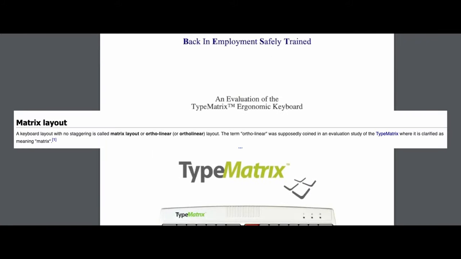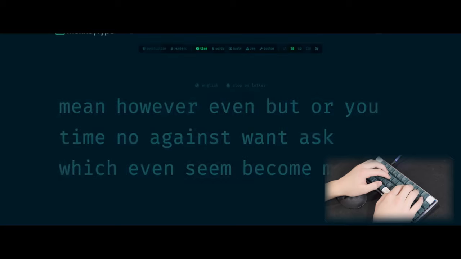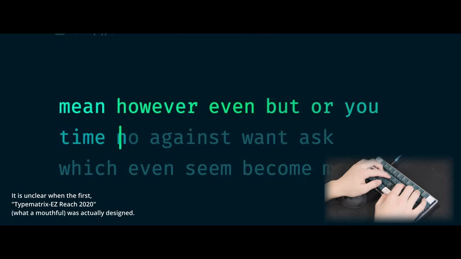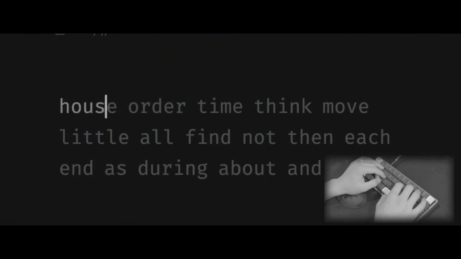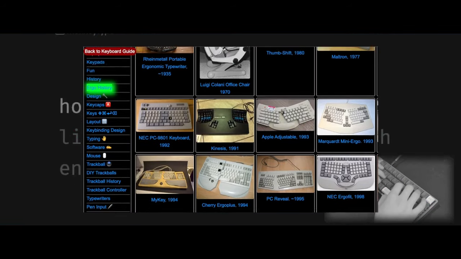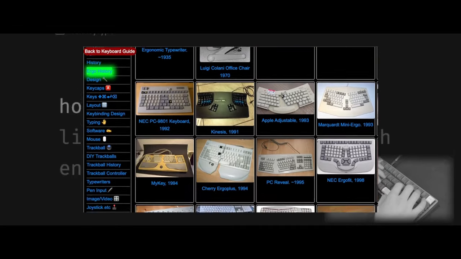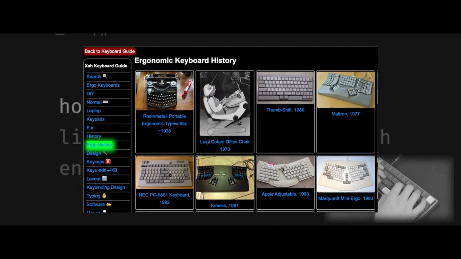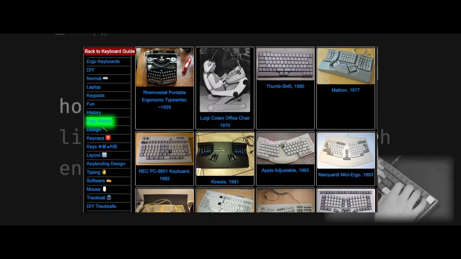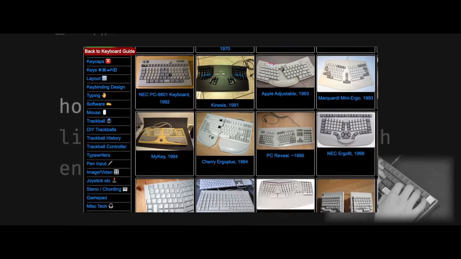But in a study conducted in 2003, it, as Deskthority Wiki states, supposedly coined the term ortholinear. This technically would mean Type Matrix predates the OLKB Planck keyboard and coining the term ortholinear, but it is up to your own interpretation. So I'm editing this video right now and I just found this amazing site by Sally covering the history of these ergonomic keyboards. Although he does not mention Type Matrix specifically, if we were to ignore all the split layouts, sorry ErgoFit, and use the original criteria, something like even the original Rheinmetall ergonomic typewriter could be considered an early ortholinear keyboard.